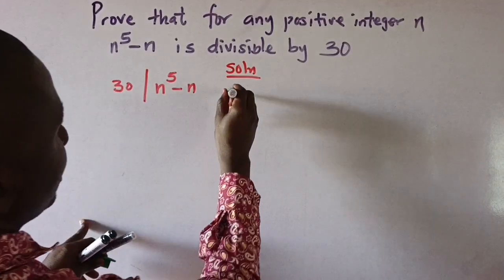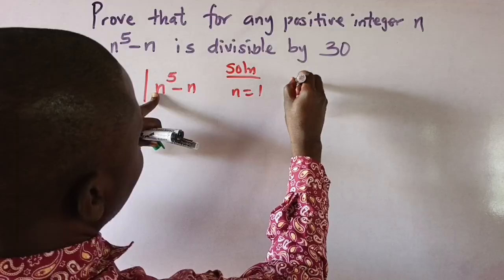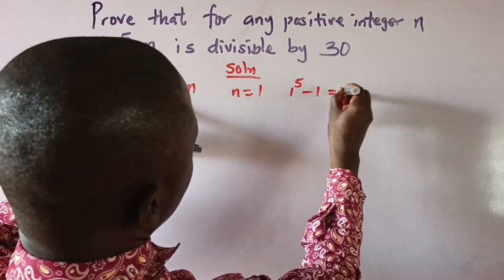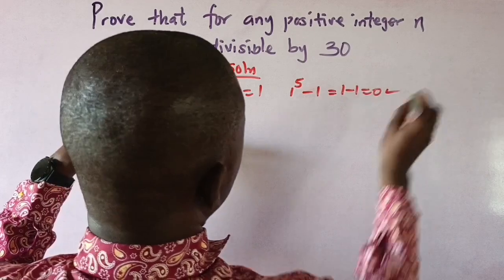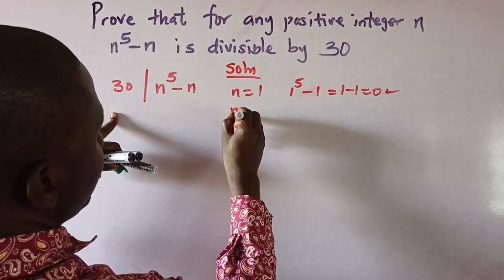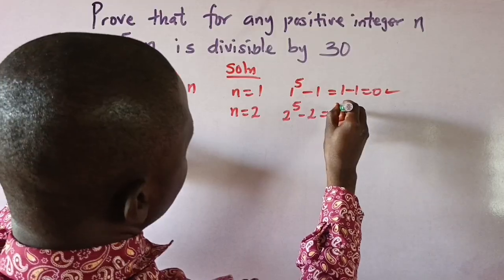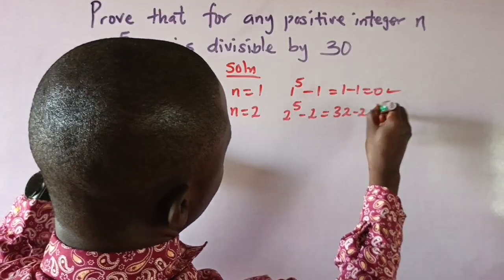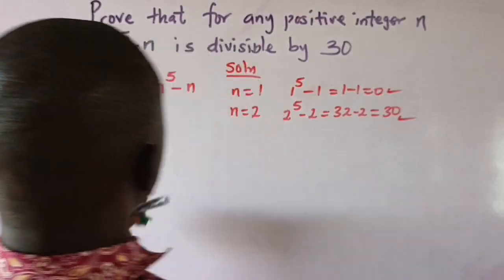So let's check when n equals 1. Put 1 here: 1 raised to power 5 minus 1 equals 1 minus 1, which is 0. The 0 is divisible by 30, so this one is true. Then when n equals 2, 2 raised to power 5 minus 2 equals 32 minus 2. So we have 30. Then this is also true.